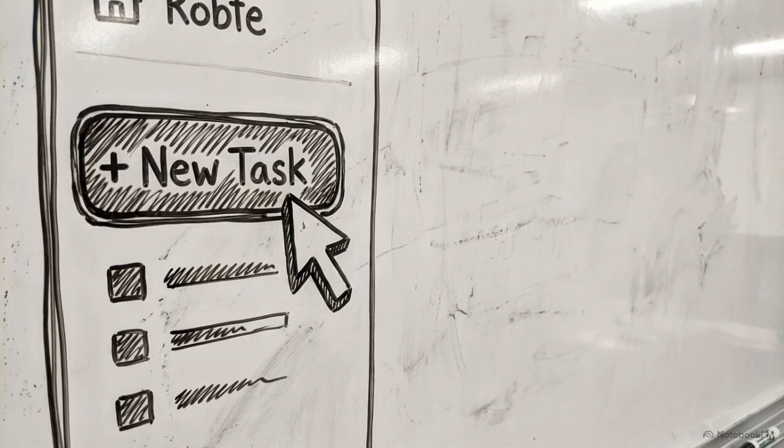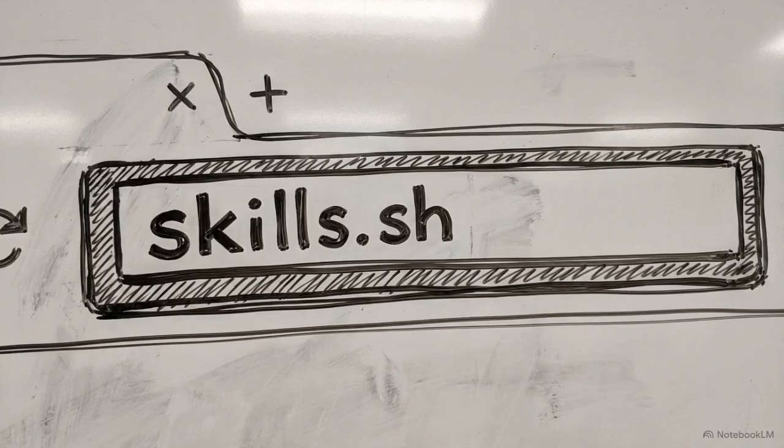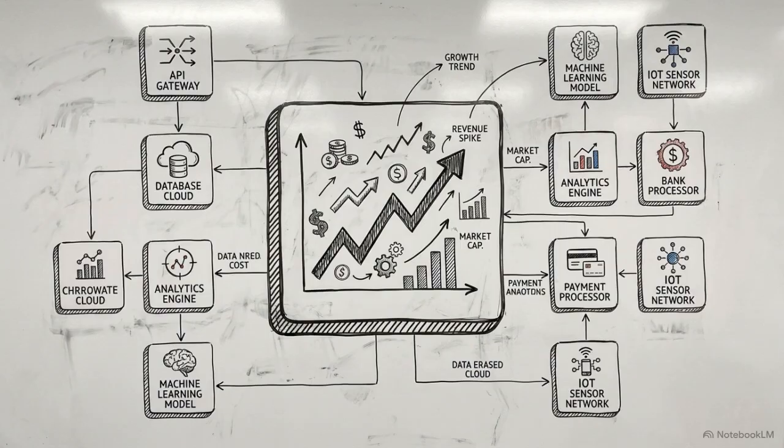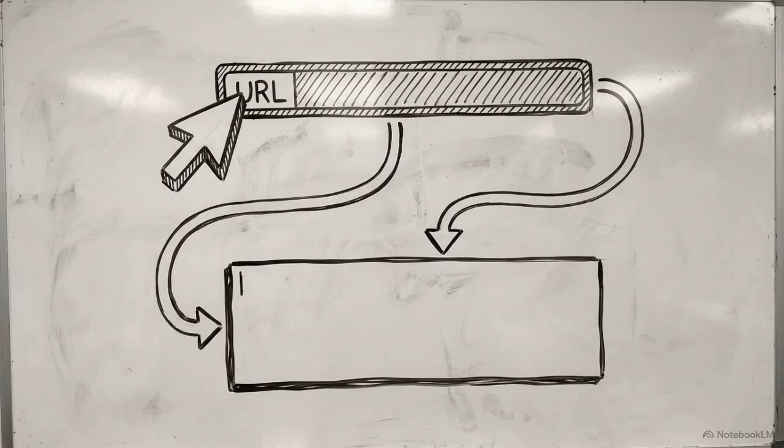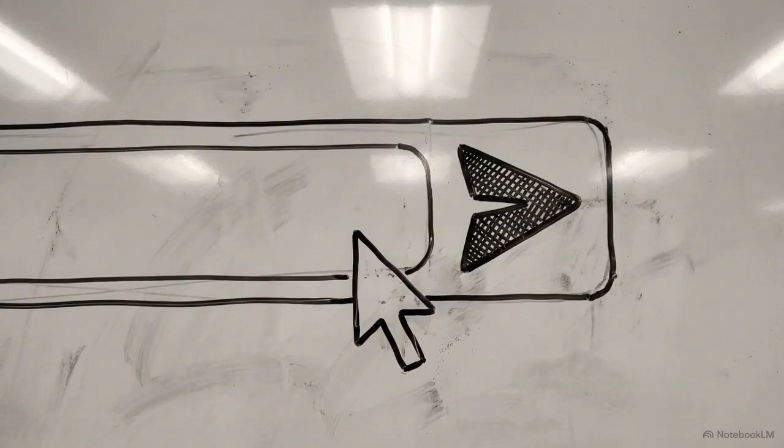Click New Task in the sidebar to begin a parallel workflow. Open a new tab and go to skills.sh. This is an external marketplace for pre-built AI capabilities. Find the stock analysis skill. Copy the URL for that skill, paste it into your new Perplexity task window, and type Install this skill.